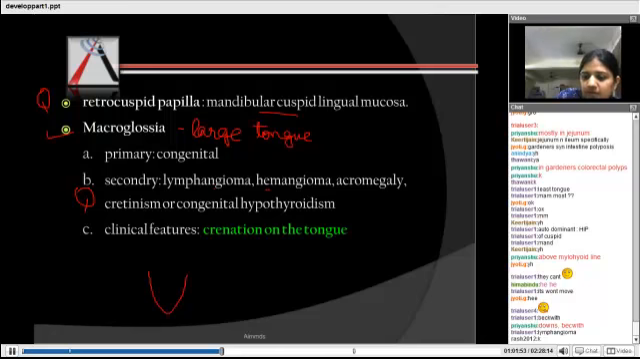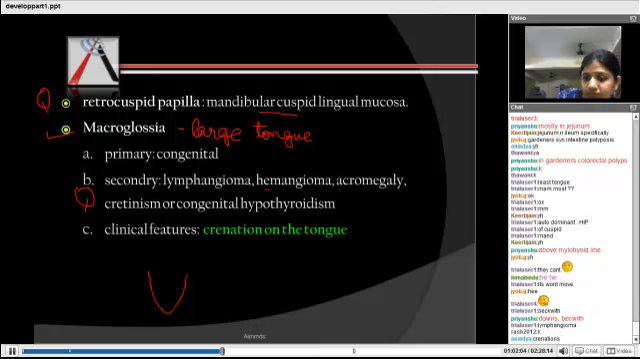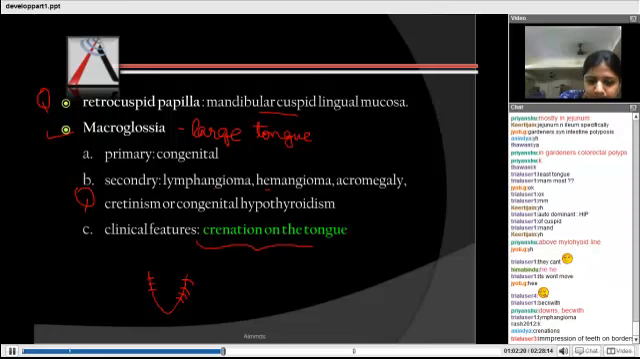A patient with macroglossia comes to you. How will you identify that this patient has got a large tongue? Crenations on the tongue. MCQ.